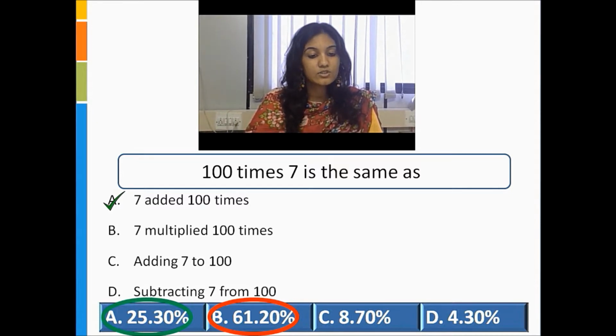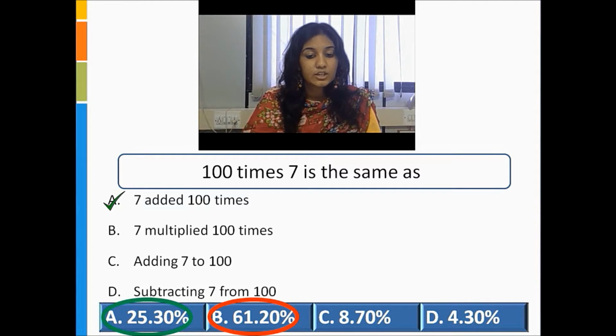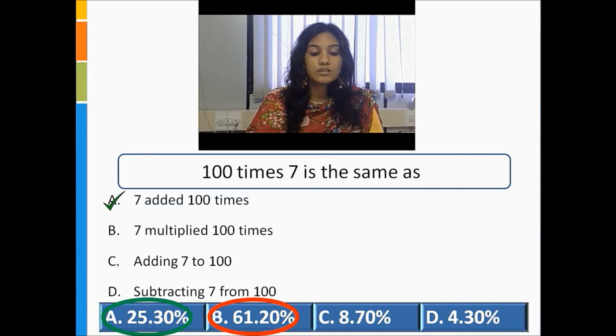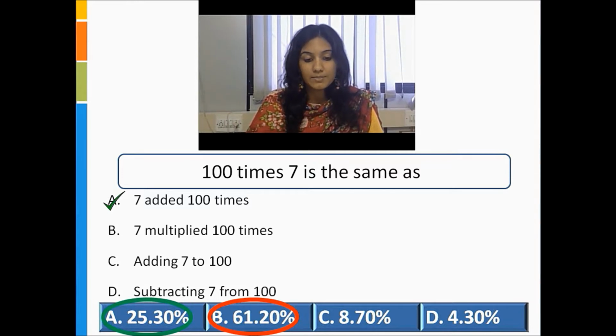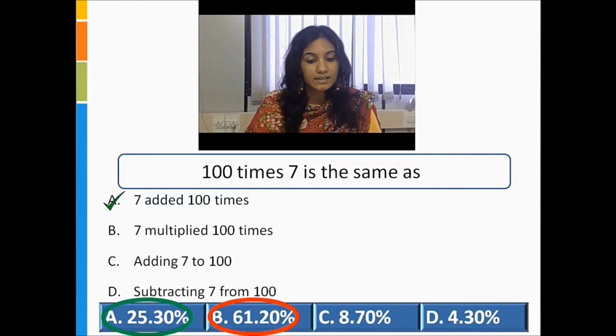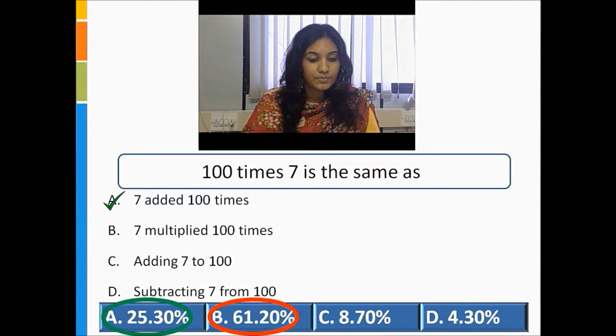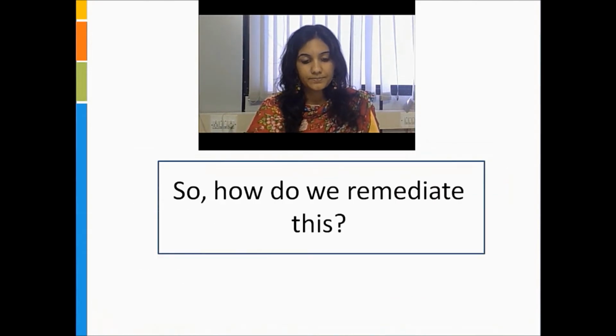It is likely that students have incorrectly grasped the concept of multiplication. Students selecting option B probably just associated the word times with the word multiply without really understanding what the question was asking for. So how do we remediate this?